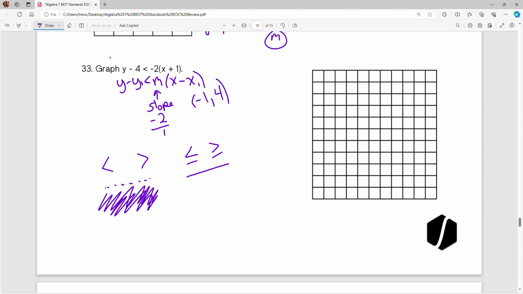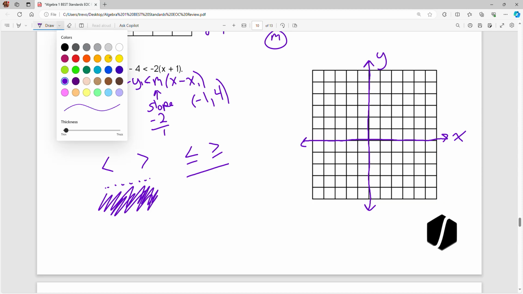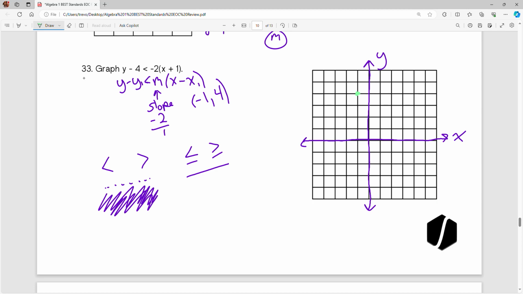So first of all, I'm going to get my point on the graph. There's my x-axis, and my y-axis, and that green is really nice. I'll just give that a go. And I need a point at negative 1, up 4: 1, 2, 3, 4. And my slope is negative 2 over 1. So I'm going to go down 2 over 1. Down 2 over 1. Down 2 over 1.